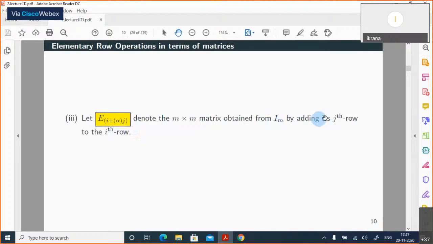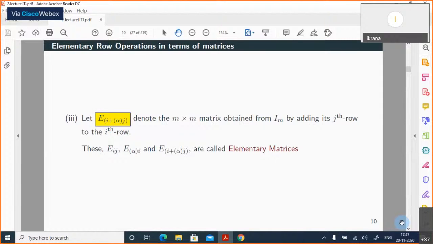Okay, here is a typo. I think you can take alpha equal to 1, or you can write alpha here. It's the same operation that we do. So these three types of matrices are called elementary matrices.